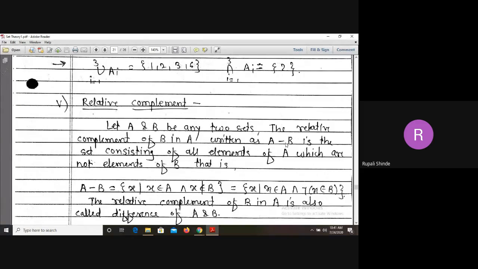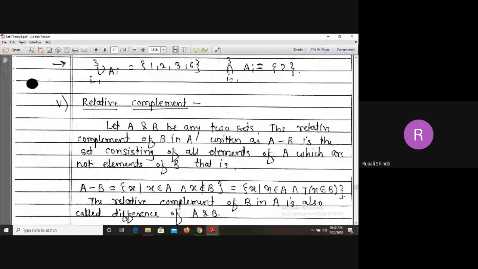So how can we represent it symbolically? A minus B is equal to {x | x belongs to A and x does not belong to B}. We have to look at elements which are in A but not in B. That is the meaning of A minus B. Again, this is equal to {x | x belongs to A and negation of (x belongs to B)}. So here x does not belong to B is written as negation of x belongs to B.